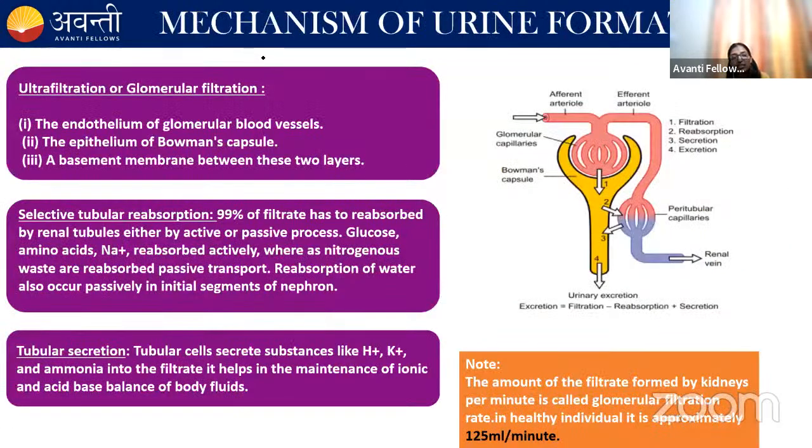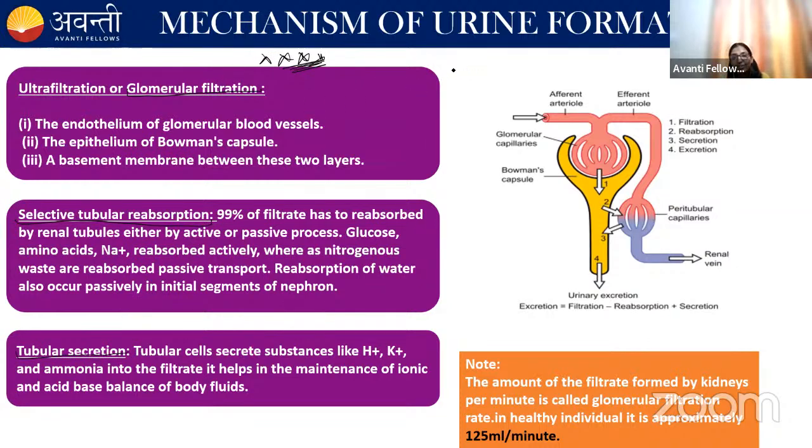Moving next is the mechanism of urine formation. Very, very important, beta. The two most important topics of this chapter are the mechanism of urine formation, and the second is the countercurrent mechanism. First step of the mechanism of urine formation is ultrafiltration or glomerular filtration. Second is selective tubular reabsorption, and third is tubular secretion.